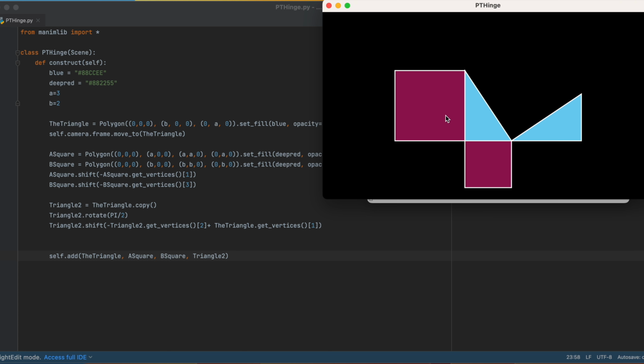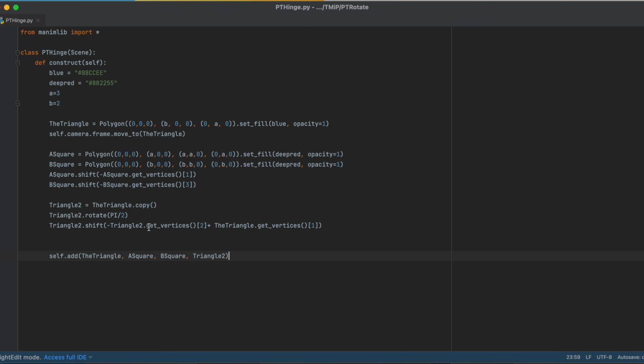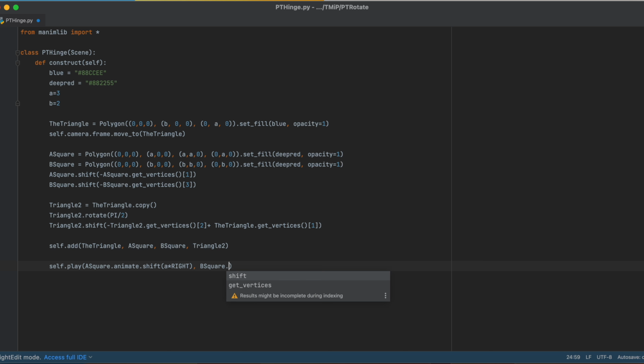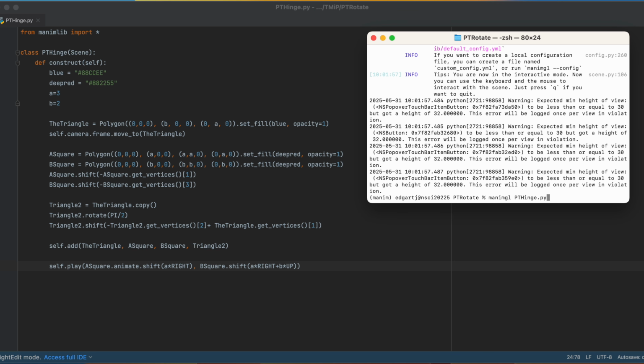And then I'm going to shift this a by a square to the right, and I'm going to shift this b by b square over to the right, and they should fill in the entire triangle. At this point, I need to start drawing the things. So self.play, I'm going to take the a square, I'm going to animate shifting it a units to the right. At the same exact time, I'm going to take the b square, and I'm going to shift it a units to the right plus b units up. And you use right and up, which give you the vectors 1, 0, 0, and 0, 1, 0. I'm not going to run it fast, but we'll see what this looks like.